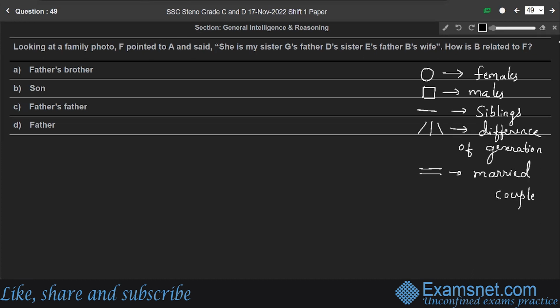Here the question is, F is pointing towards A and said, she is my sister. Here she means A. My sister means F's sister is G, right? That means F and G are siblings. F's sister means a single horizontal line. So G is a sister, use a circular symbol. G's father is D. G's father D is a male, use a square symbol.